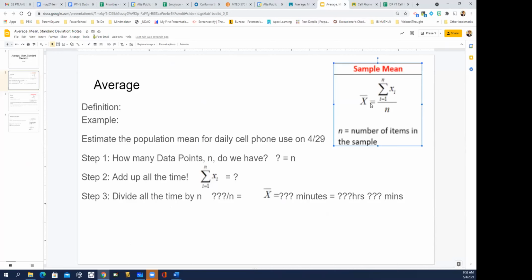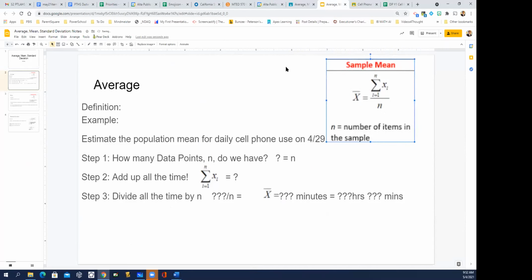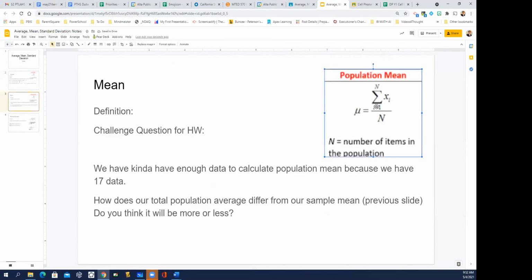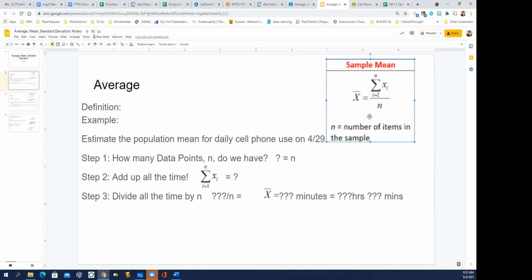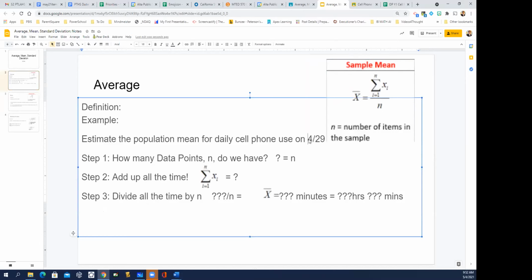Okay, this is the formula. This is the definition for finding the average of a sample from a population. Here's the formula for the average of an entire population. And we're going to pretend that that's the entire population of DP students. For the sample mean one, we're going to just choose the day 429. That's going to be our sample mean, you know, that is really like a sample.